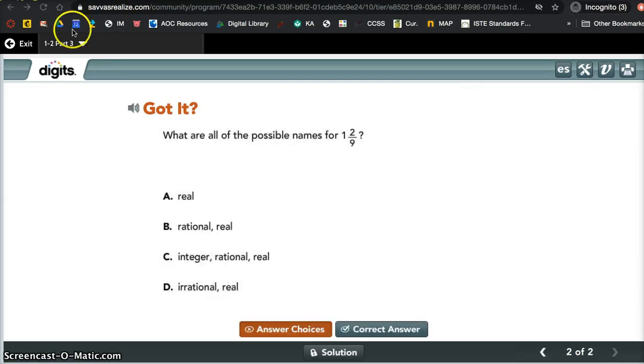Okay, so with all that information, let's go ahead and try the got it in your book. It says, what are all the possible names for 1 and 2 ninths? So is this a real number? Is it a rational number? Is it an integer? And so on and so forth.